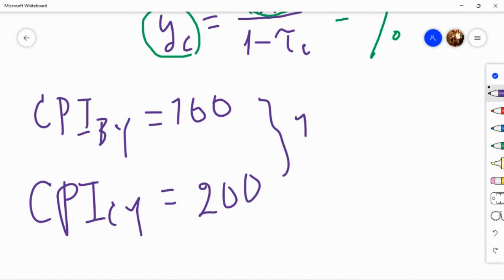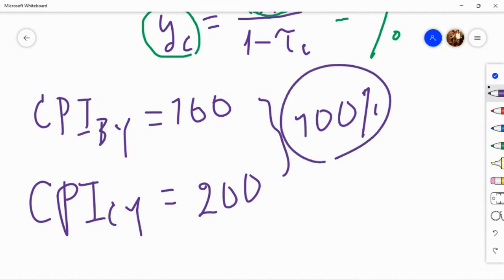There has been 100%, the difference is 100%. The CPI has grown 100%, but the inflation was 50%. I'm sorry, the difference in CPI is, it's 100. I'm sorry, it's 100%.